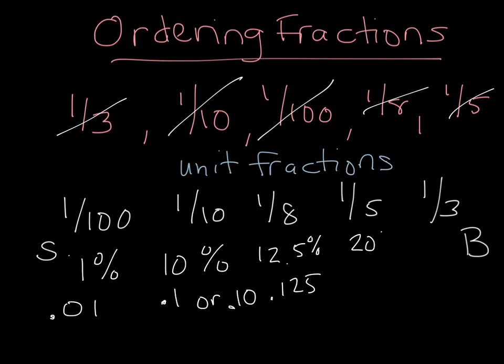1/5 is 20%, or 0.2, and 1/3, 33.3 repeated percent, or 0.33 repeated. That is actually the same thing as saying 0.3 repeated. The line over top just means that that number keeps going on and on forever.